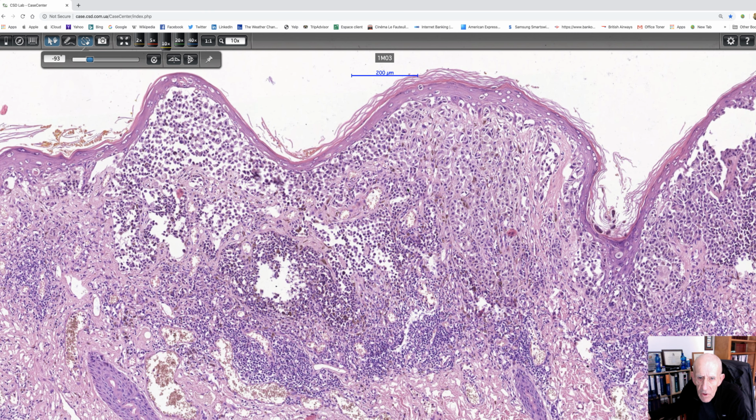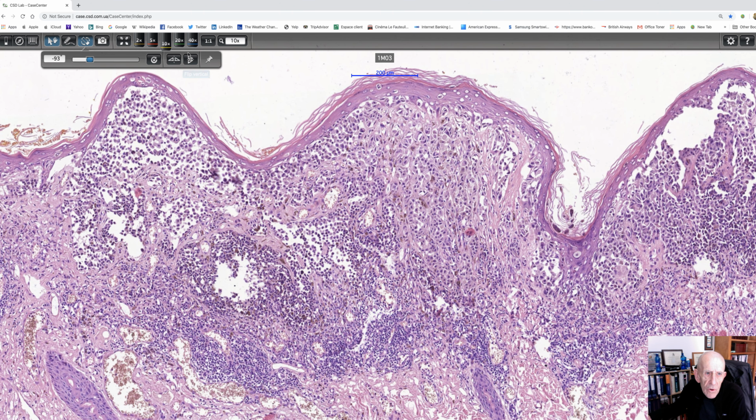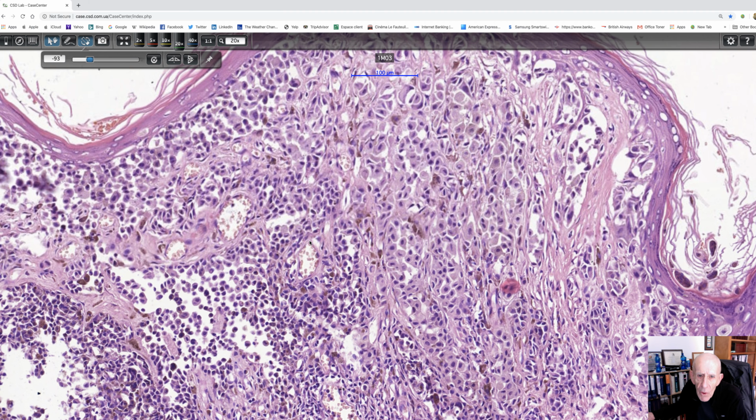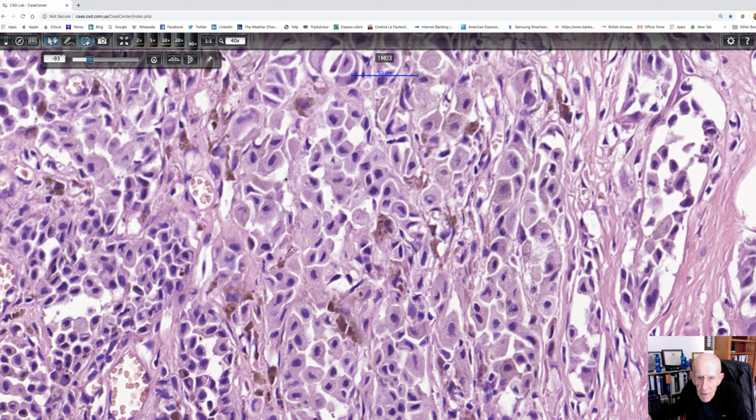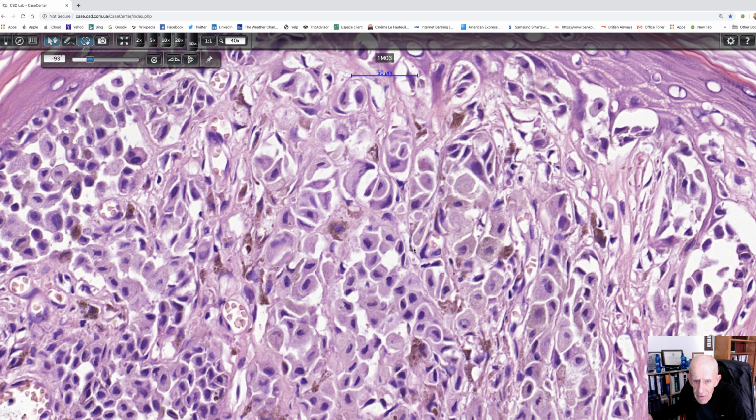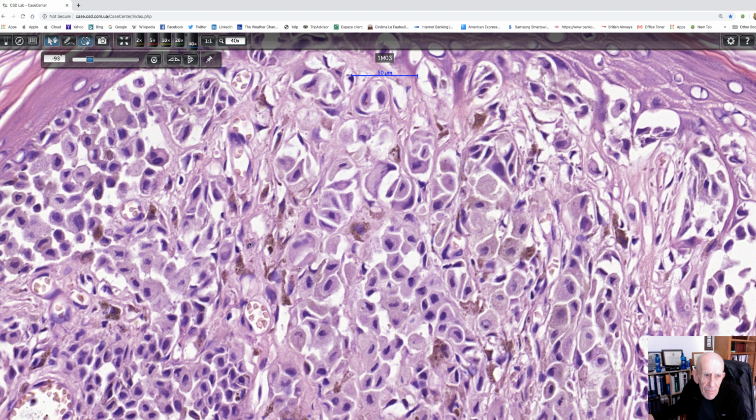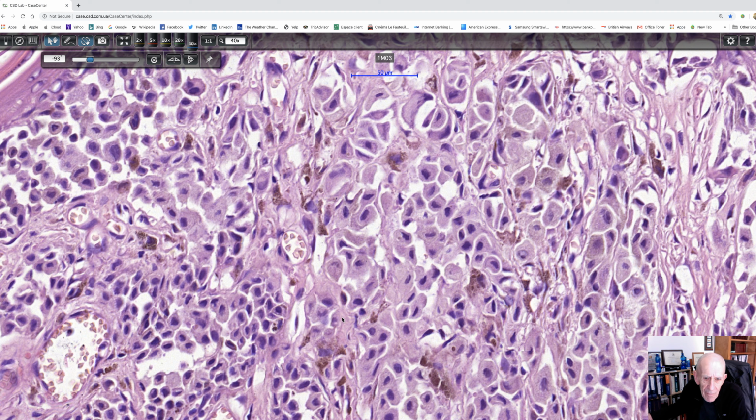There's some more pagetoid spread there and there. And within the dermis, there are large nests. As you can see, there's a huge nest there. And then there are smaller nests and almost linear cords of cells. And we'll look at that a bit closer and see what's going on. It's hard to make out nuclear morphology. What one can say is the nuclei appear hyperchromatic. They're rather pleomorphic.